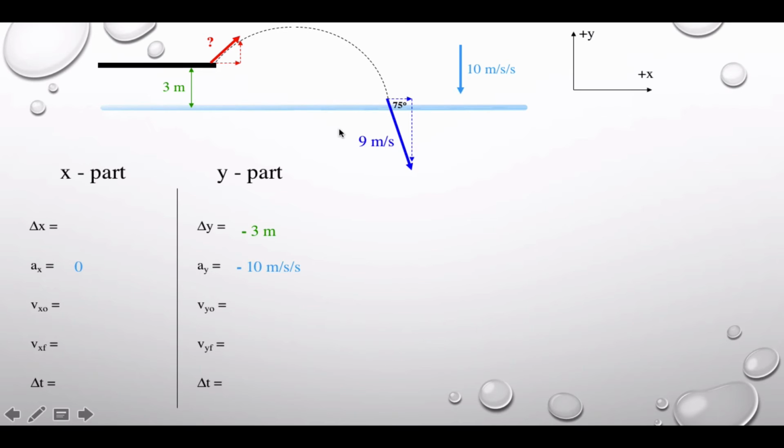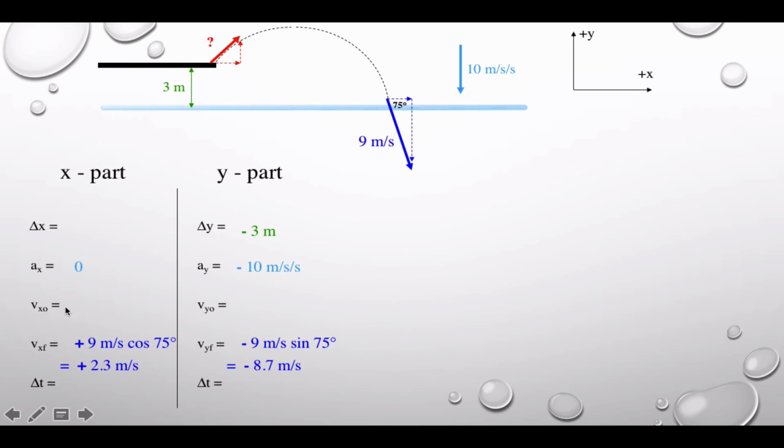The other thing that we're given is this 9 meters per second at 75 degrees with respect to the horizontal. So whenever we have velocities at an angle, we have to find the x and y components. So we use the sines, cosines, and tangents. The velocity final in the x direction is 9 meters per second times cosine 75 degrees, and in the y direction is negative 9 meters per second times sine 75 degrees. Again, the negative denotes our direction. So we do that, we get 2.3 and negative 8.7.